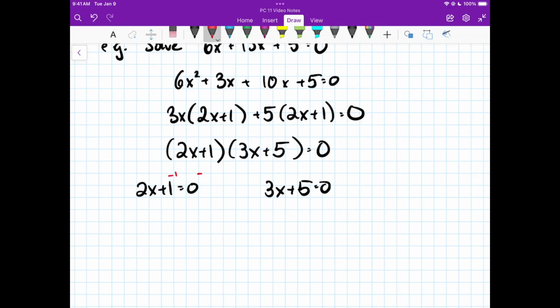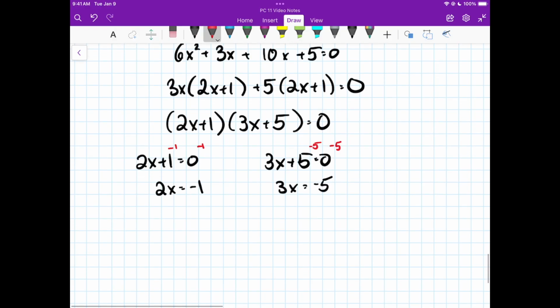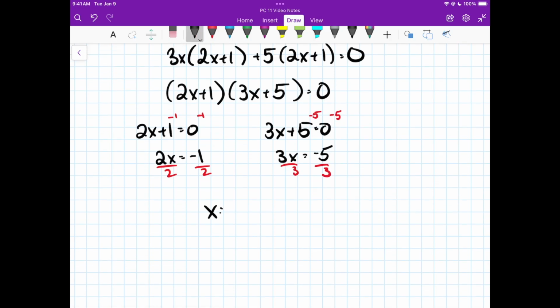We're going to start by subtracting 1 in the first equation or subtracting 5 in the second equation, which gets me 2x equals -1 and 3x equals -5. And then we're going to divide for both of these. And so we'll get our final 2 solutions of x is -1 over 2 or -5 over 3. And there you go. That is the first bit of solving by factoring.